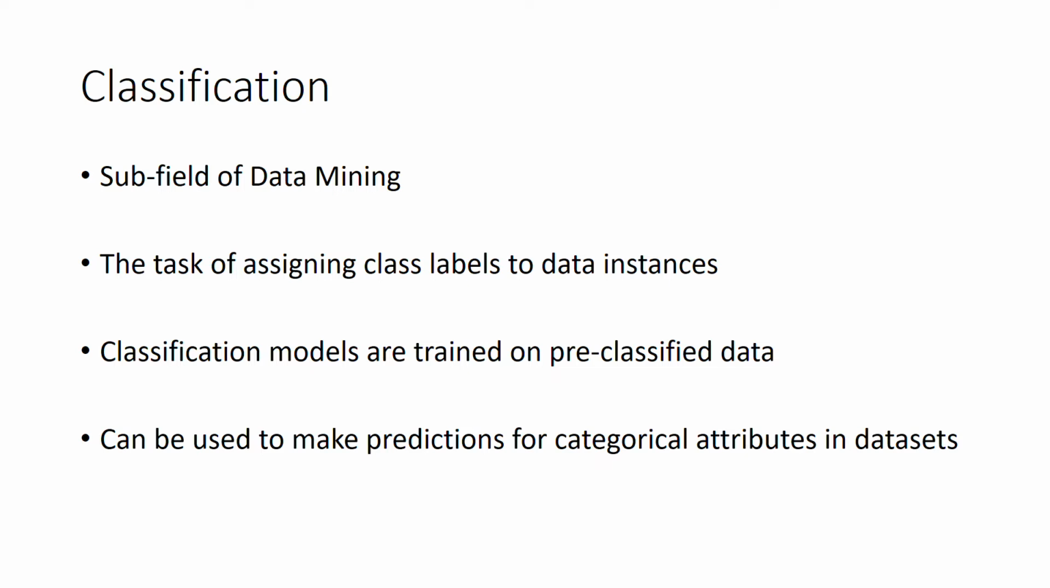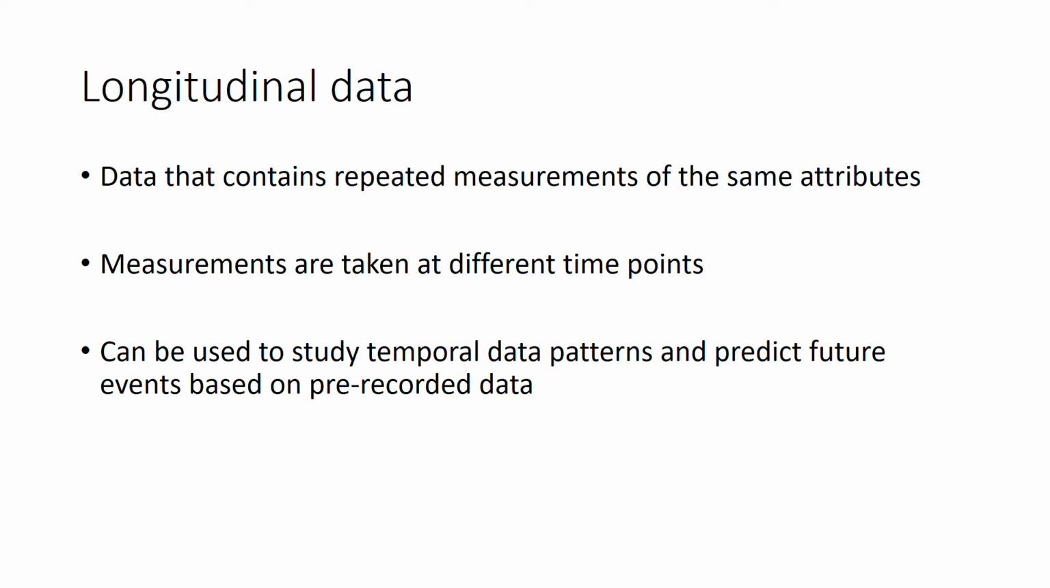We can train our classification models on pre-classified data, and we can use those classification models to later make predictions on newly found data. More specifically, we'll be working with longitudinal data. Longitudinal data is a type of data that contains repeated measurements of the same attributes, which are taken at different points in time. So we can measure these attributes repeatedly and then study their temporal patterns and make predictions about future events.